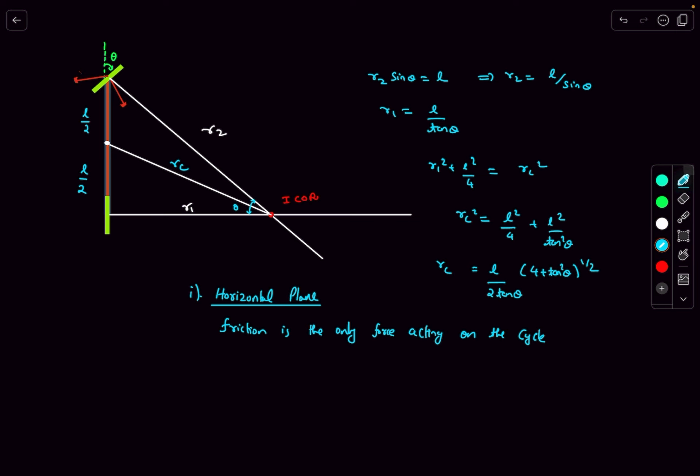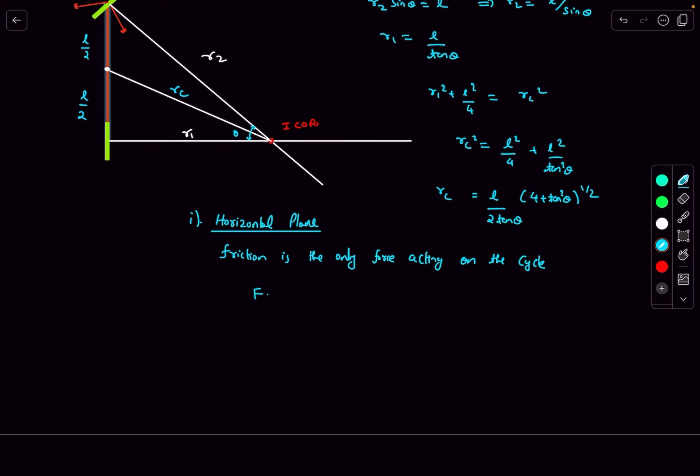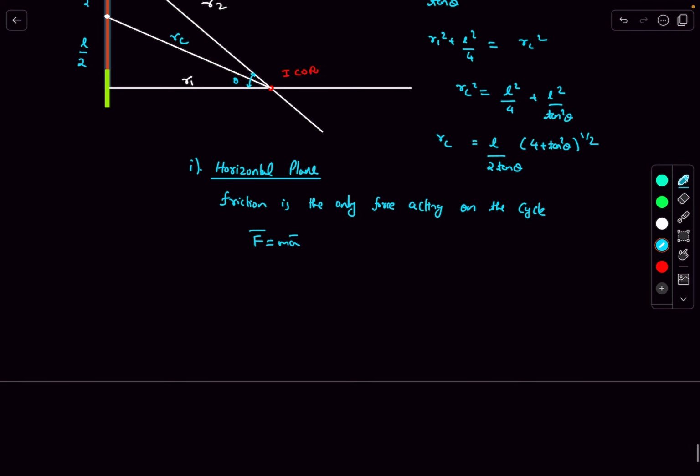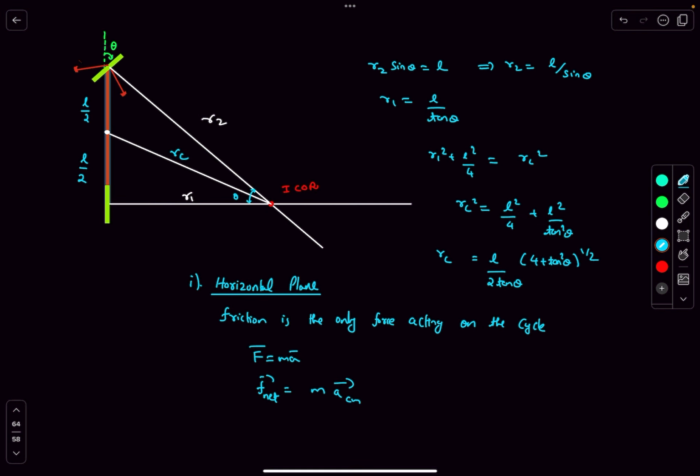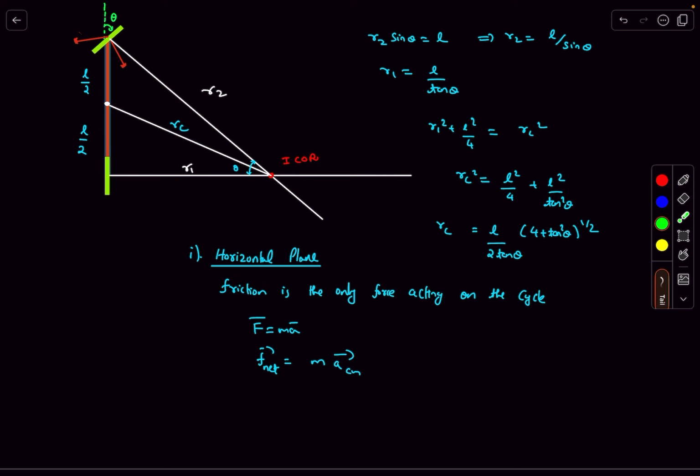So for that, we can use F equals ma. We can say that the net force in the horizontal plane is obviously just going to be the net friction force. So that will be equal to the mass times the acceleration of the center of mass. We can use this logic to find the total friction force. So for this, we need the acceleration of the center of mass.